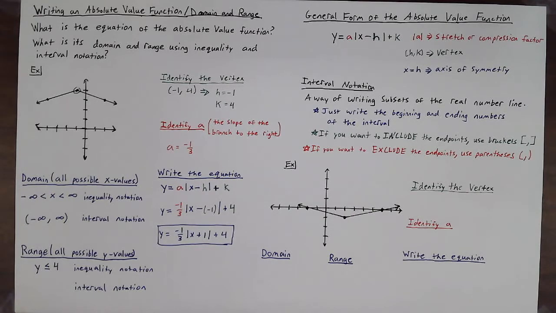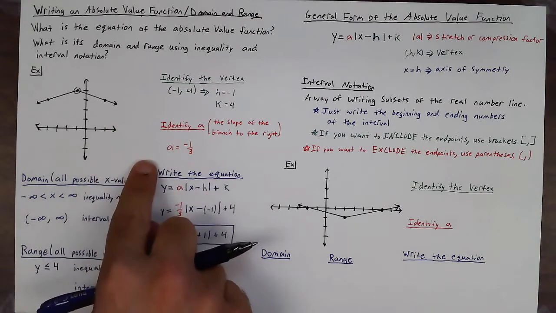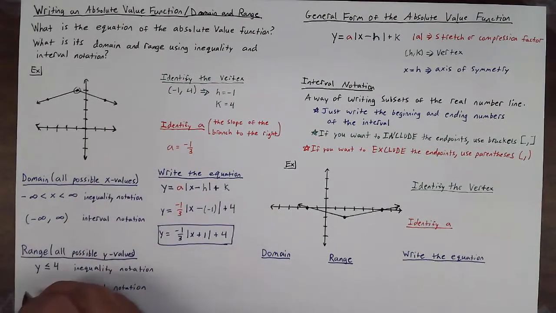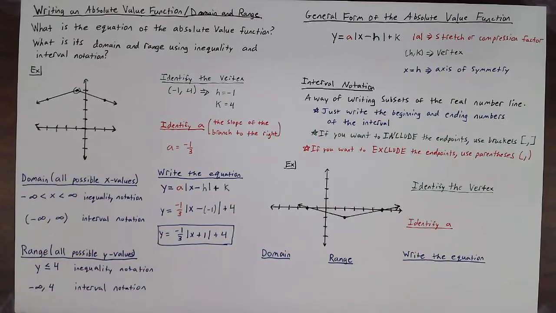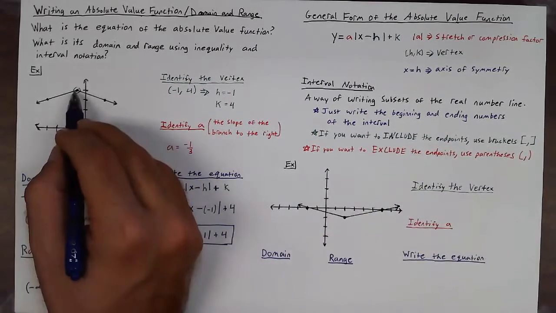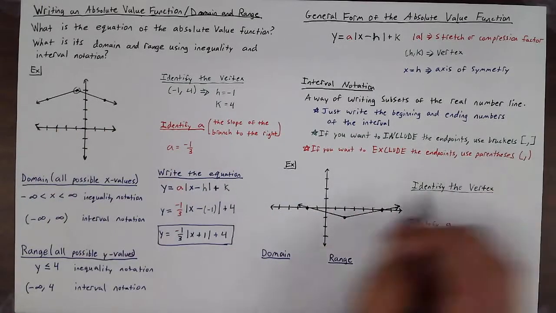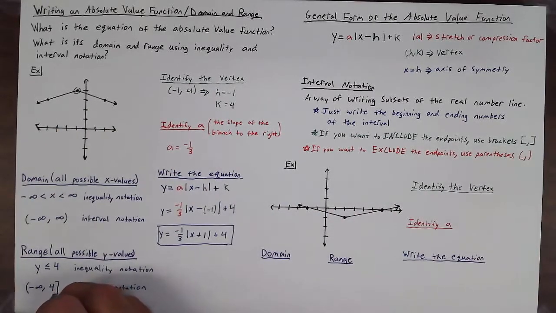But in interval notation, the way we write this is, again, from the beginning to the ending. So the beginning is as low as you can possibly go, which is going to be negative infinity, to the highest you can go, the ending number, which is 4. Now we cannot include negative infinity, but we do want to include that 4. So I'll use a bracket to include the 4. And that is interval notation.